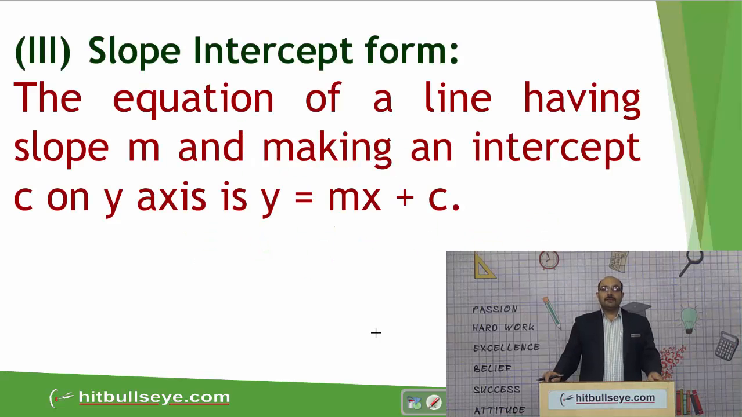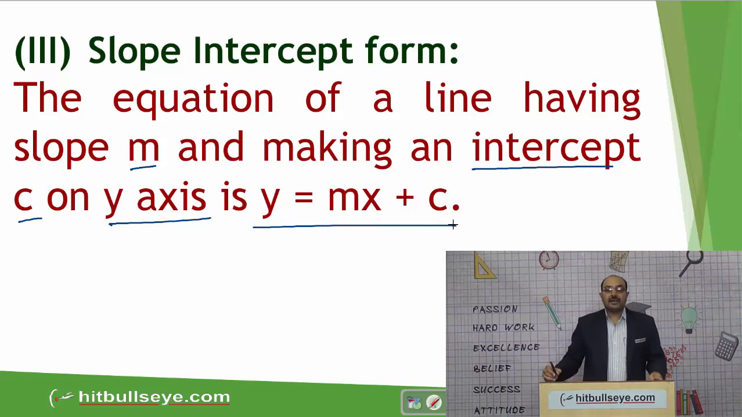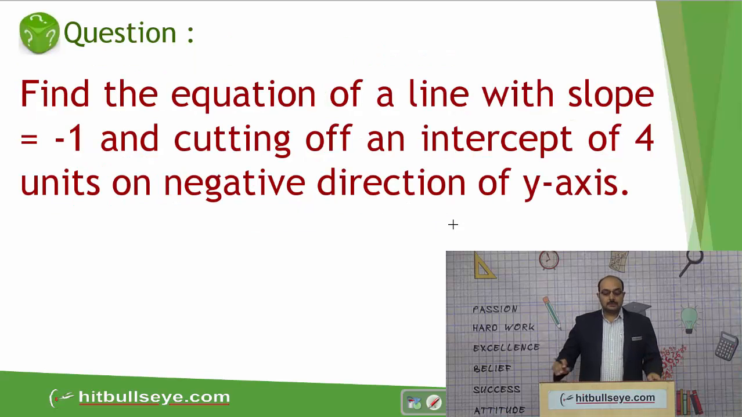Now we have the slope intercept form. The equation of a line having slope m and intercept c on y-axis is this equation, y equals mx plus c. Now we define intercept as the distance from the origin. So this is basically the distance, and let's see the question.